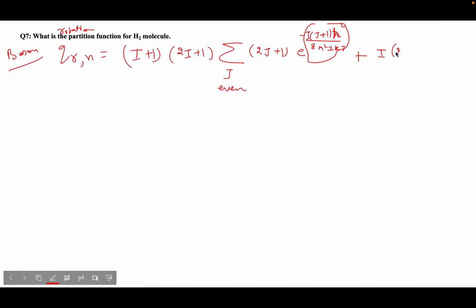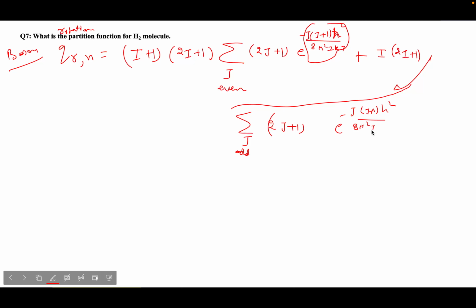I into 2I plus 1. Now again here summation over j odd, of 2j plus 1, and the same energy, e to the power minus j(j+1) h square by 8 pi square I kBT. So for boson, this is the value of Q.